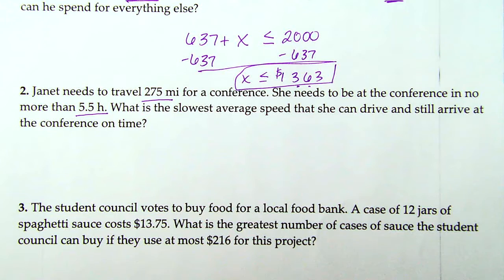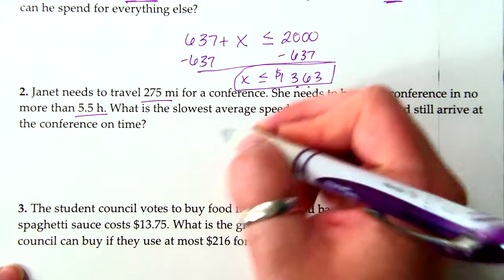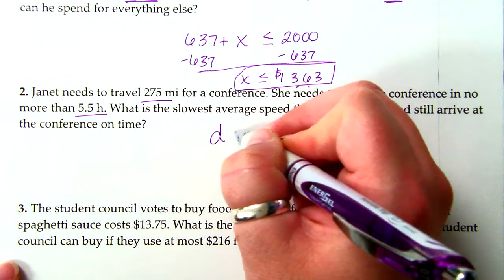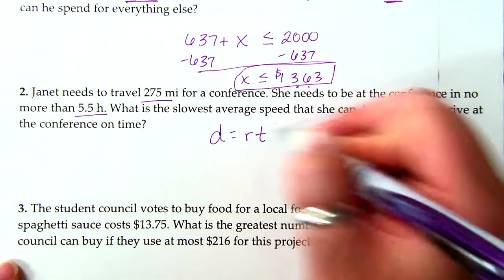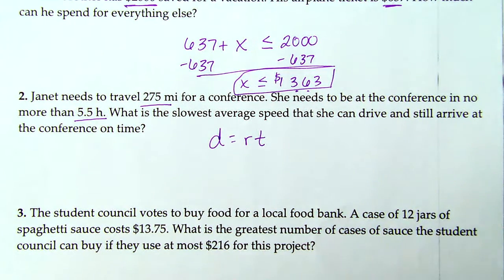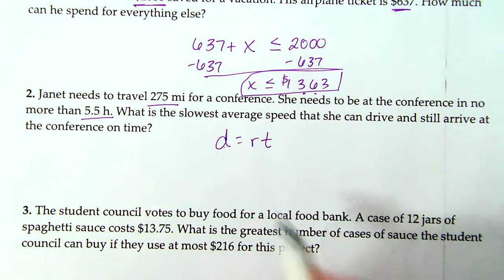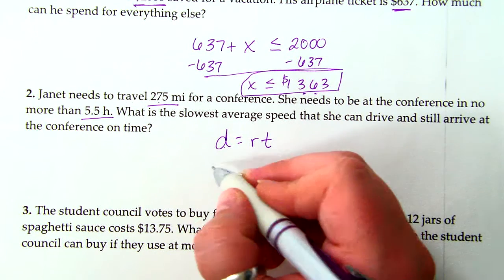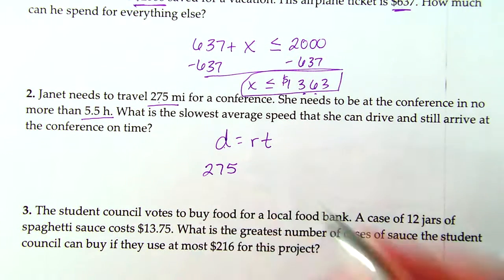So this one you kind of need to know some background information. You may have talked about this in science, I'm not sure. But there's a formula that's distance equals rate times time that would be helpful here. So the distance that she needs to travel is 275 miles. And she needs to be at the conference in no more than 5.5 hours. So that's the time.